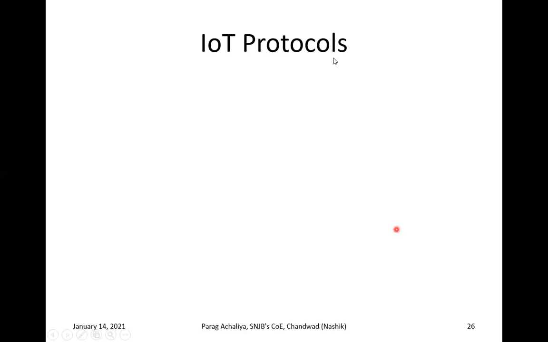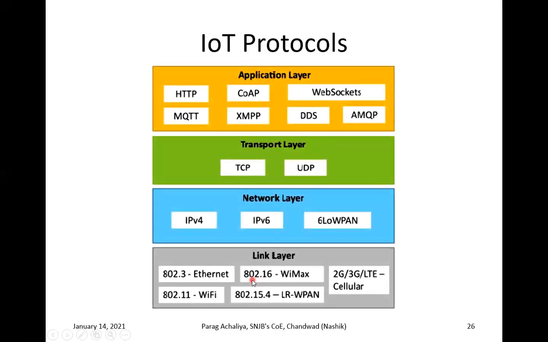Now today we will see various IoT protocols. As we discussed the IoT architecture, we saw the four layers of the IoT architecture. In that, the very basic layer was the link layer, then network layer, transport layer and application layer. The various protocols used in the link layer are Ethernet, WiMAX, Wi-Fi, WPAN (wireless personal area network), or mobile networks like 2G, 3G, or 4G. So these are the various link layer protocols that can be used in your IoT application.